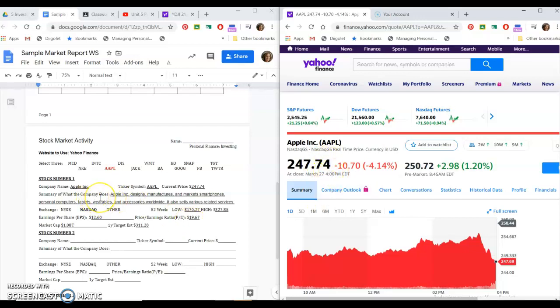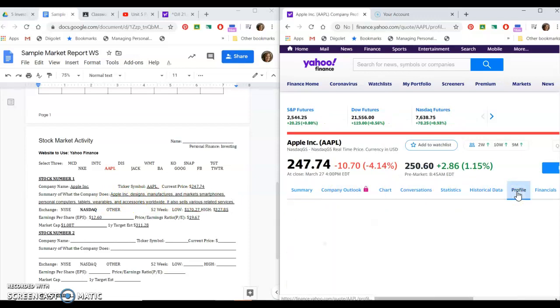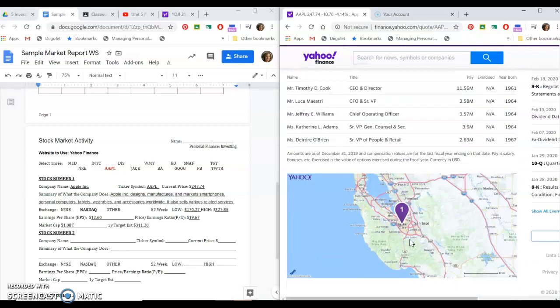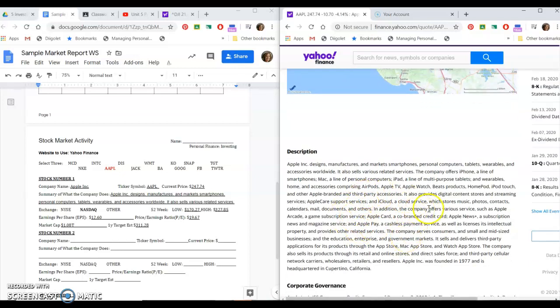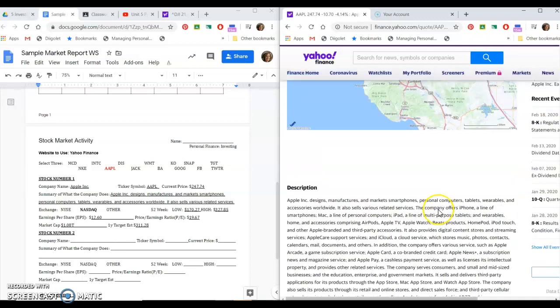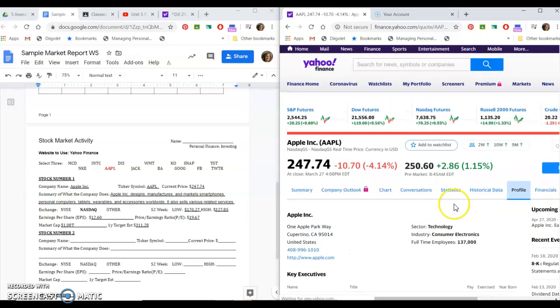The next thing you want to take a look at is tell me something about what does this company do. You can find that information under Profile. So when I click on Profile, once it loads, you're going to go below the map and you're going to see a summary description about the company. So I just want to see a brief statement summary about what does the company do. And so you can see I've just taken that first line. Apple Inc. designs, manufactures, and markets smartphones, personal computers and tablets, wearables, and other accessories worldwide. It also sells various related services. So that just gives you a little bit of background information about what is the company about.